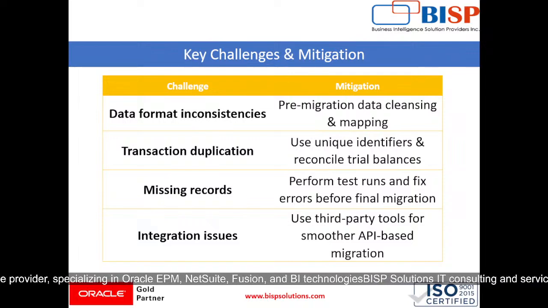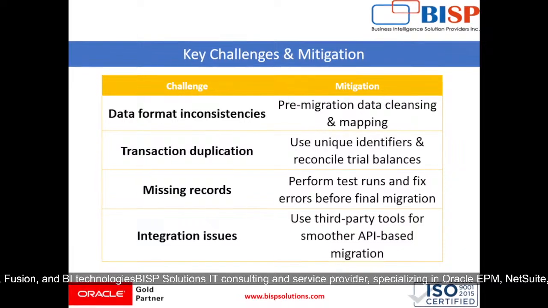Then key challenges and mitigation come. The challenge we are facing is data format inconsistency, and the mitigation is pre-migration data cleansing and mapping. If the challenge is transaction duplication, then we will be using unique identifiers and reconciling trial balances. If the challenge is missing records, we will perform test runs and fix errors before final migration. If the challenge is integration issues, we will use third-party tools for smoother API-based migration.